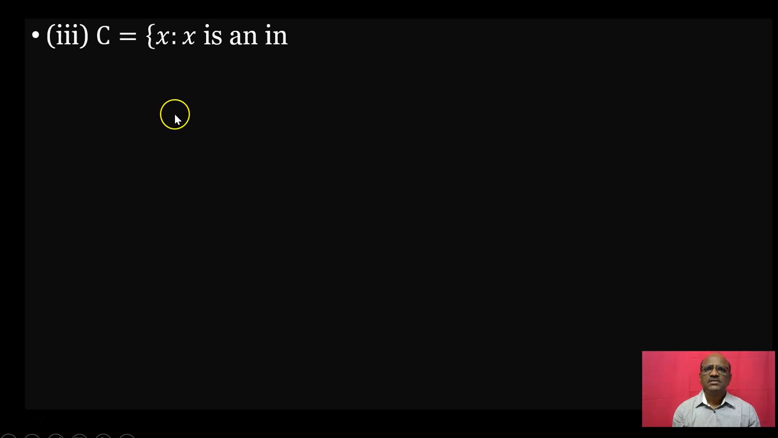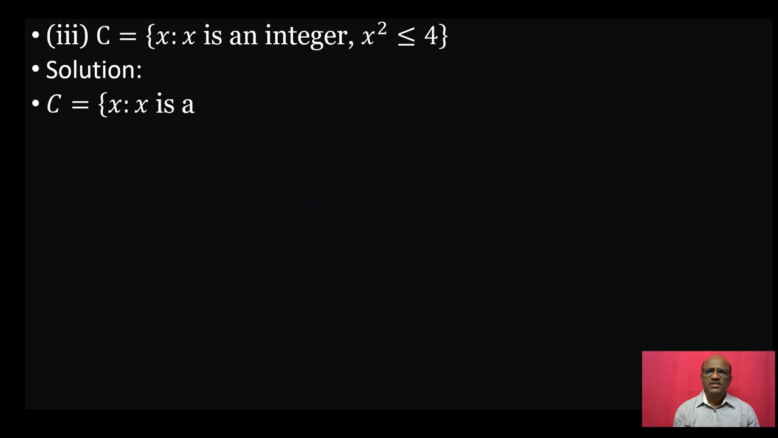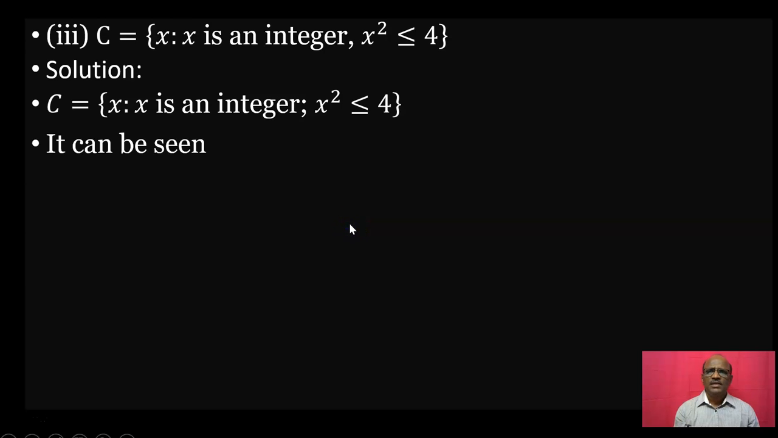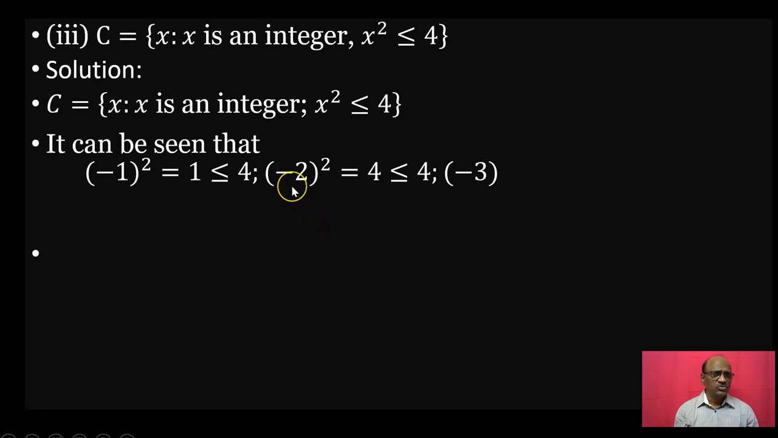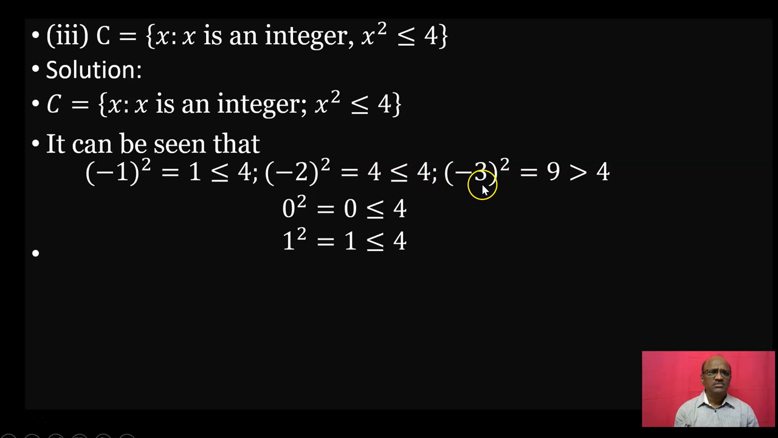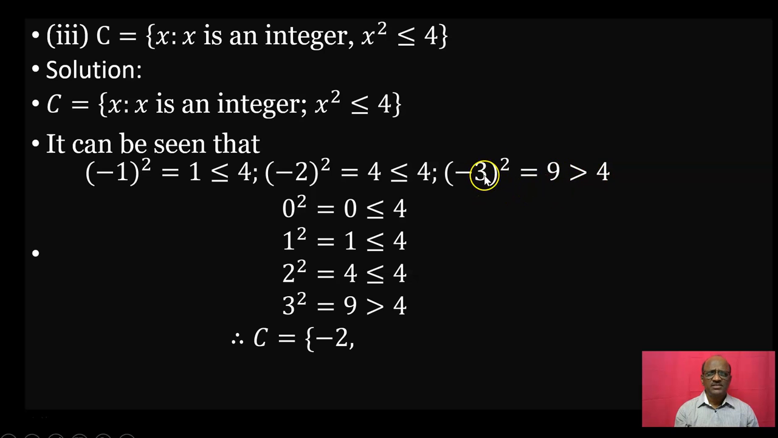Next is C equals {x such that x is an integer and x square is less than or equal to 4}. It can be seen that minus 1 square is 1, which is less than or equal to 4. Minus 2 square is equal to 4, which is less than or equal to 4. Minus 3 square is 9, which is greater than 4. Therefore, we cannot take minus 3.